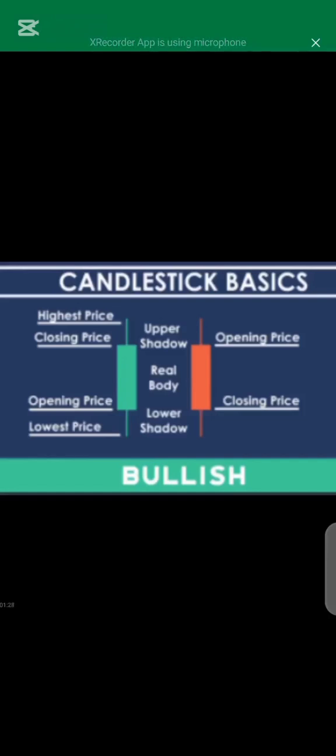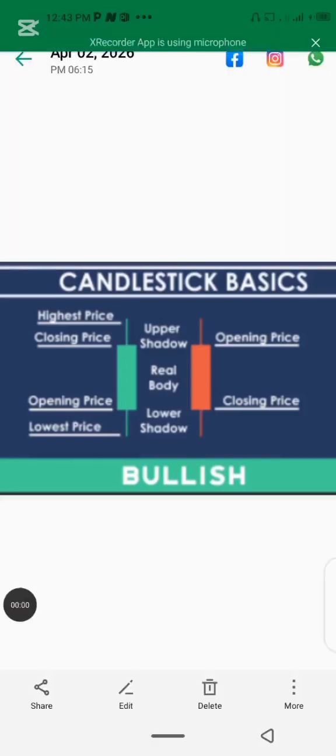Now the color, you see, in most charts, normally they make use of the green and the red color. Now when you see a green color, it signifies bullish momentum or bullish movement. Okay, now when you see the red, it signifies bearish momentum or bearish move. Now looking at this diagram before us, we have two candles, the green and the red candle.